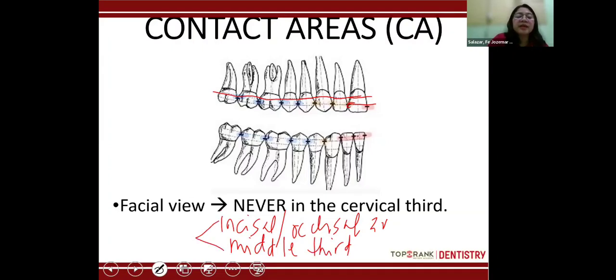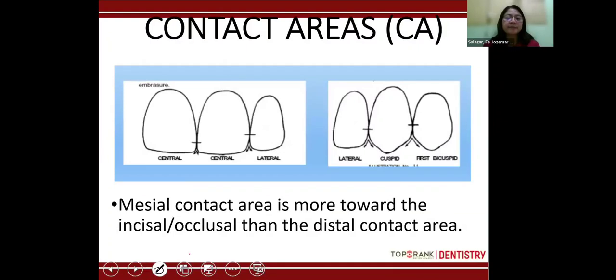Or it could be at the junction of incisal or occlusal third and middle third. Diyan lang pwede. Hindi pwedeng magkaroon ng contact sa cervical third. The mesial contact area, if you're looking at one tooth, kunwari, the central incisor, the mesial contact area is more toward the incisal or occlusal than the distal contact area. Mas mababa, in layman's term ulit, mas mababa ang mesial kaysa distal contact area.